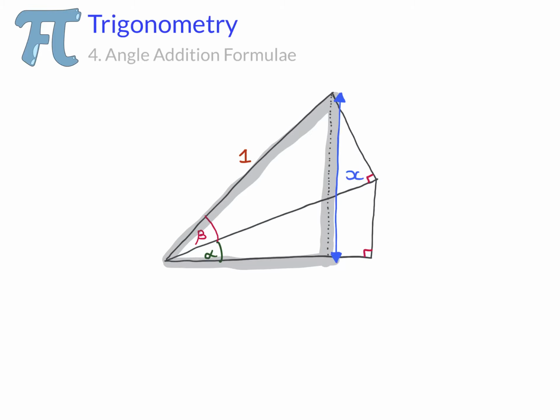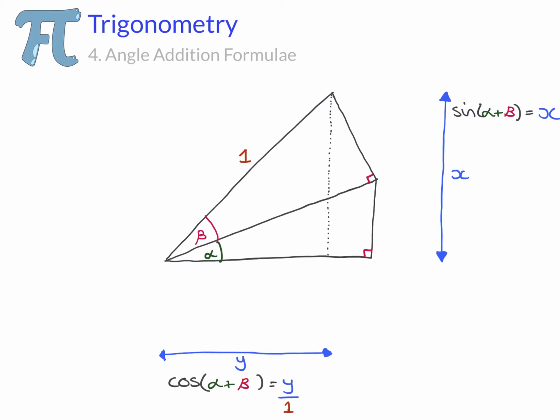Looking at this final triangle, we see that the sine of alpha plus beta is equal to this opposite length divided by the hypotenuse, 1. Similarly, the cos of alpha plus beta is equal to this adjacent side divided by the hypotenuse, 1. If we can find these two side lengths, then we have our expressions. Our job is to use trigonometry to fill in any side lengths that we can.